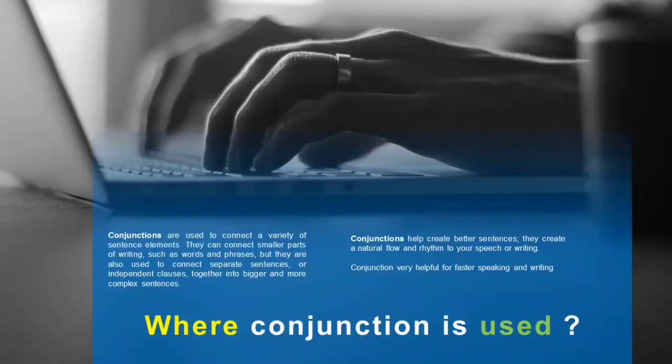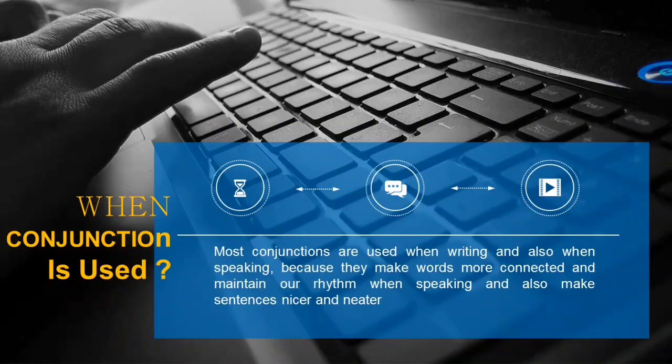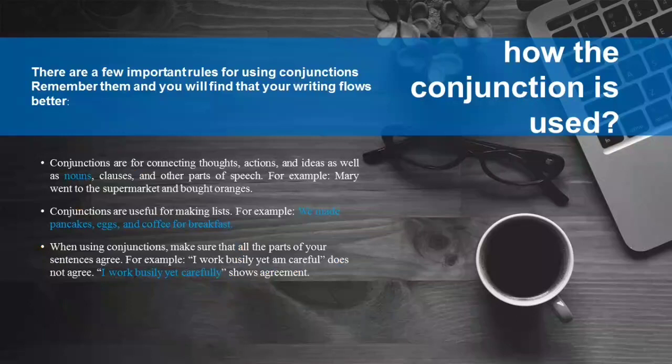Where is conjunction used? Conjunctions are used for connecting words. So conjunctions are used between existing words as links between words, so they are easier to hear. And when is conjunction used? Most conjunctions are used when writing and also when speaking, because they make words more connected and maintain our rhythm when speaking, and also make sentences nicer and neater.